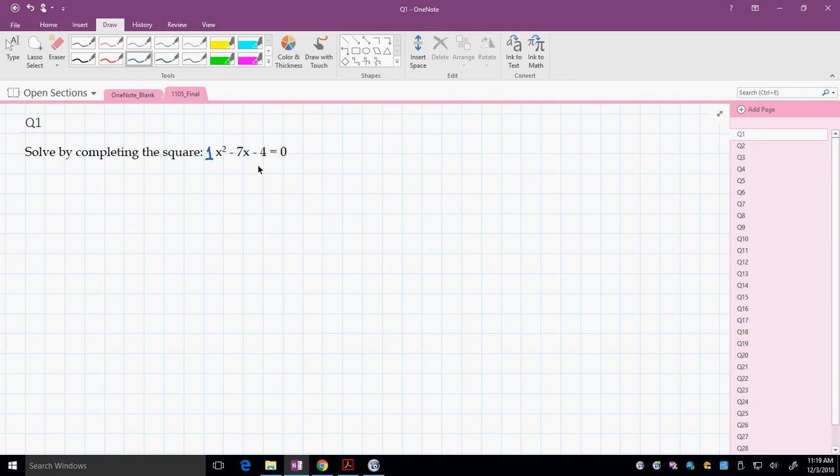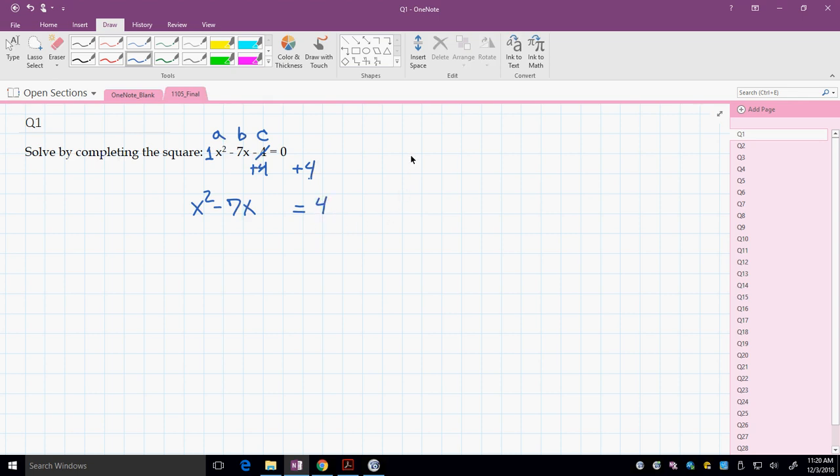Second step is going to be moving our C. Remember that we have A, B, C. We need to move C to the other side of the equal sign by adding 4 in each side. This cancels. Now we have x squared minus 7x. We have to leave a space for b because we need to add b there.